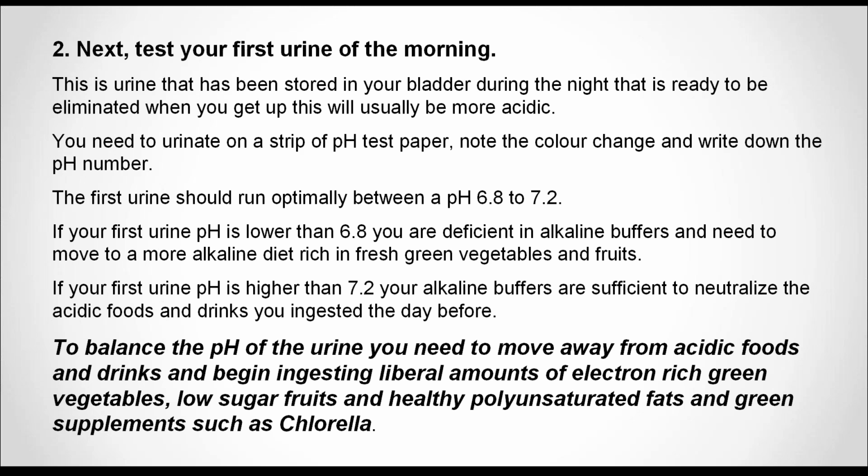If your first urine pH is lower than 6.8, you are deficient in alkaline buffers. You need to move to a more alkaline diet rich in fresh green vegetables and fruits. If your first urine pH is higher than 7.2, your alkaline buffers are sufficient to neutralize the acidic foods and drinks you ingested the day before. To balance the pH of the urine, you need to move away from acidic foods and drinks and begin ingesting liberal amounts of electron-rich green vegetables, low sugar fruits, healthy polyunsaturated fats and green supplements, such as chlorella.